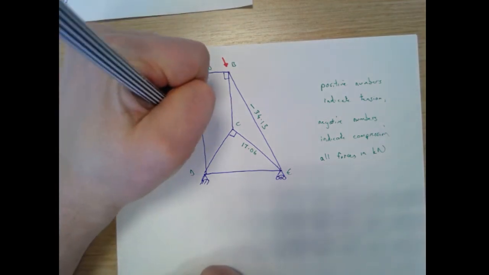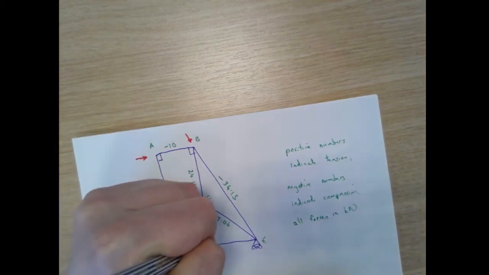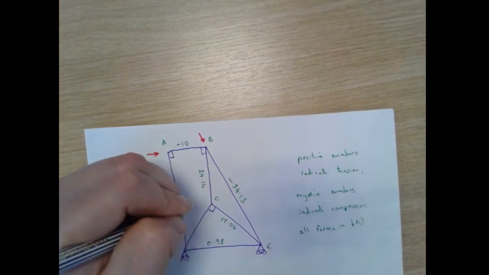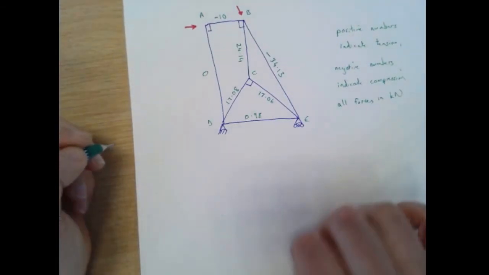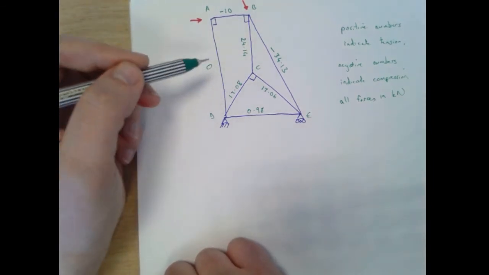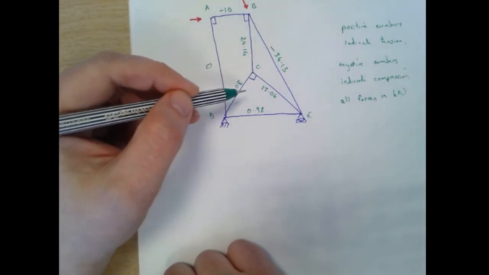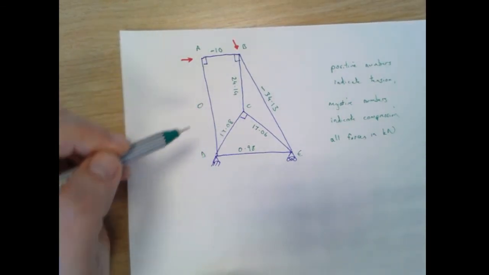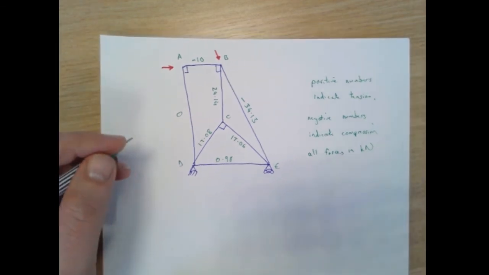TAD is 0. TBC is 24.14. TDE is 0.98. And TCD is 17.08. Again, if I was being sort of worried, I'd note these two should be exactly the same, my 17.08 and 17.06. There's a bit of a rounding error there, but I'm not too worried about that. But overall, that's the question complete.